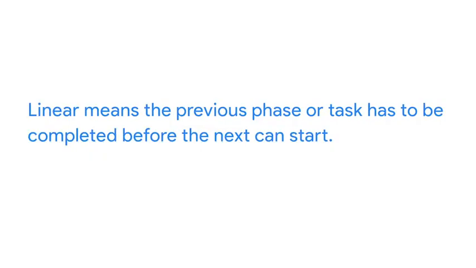Project management methodologies help guide project managers throughout a project with steps to take, tasks to complete, and principles for managing the project overall. We will talk through two different types, linear and iterative. Linear means the previous phase or task has to be completed before the next can start.